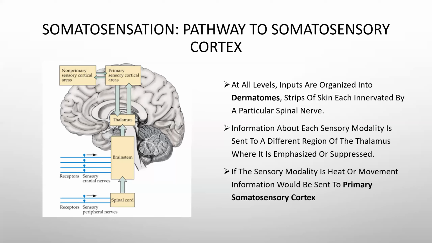So again, you're looking at a hierarchical organization here: spinal cord to brainstem to thalamus to the primary sensory cortex. But once it gets up to that level, you now see some arrows going back and forth between primary and non-primary and different association cortices.